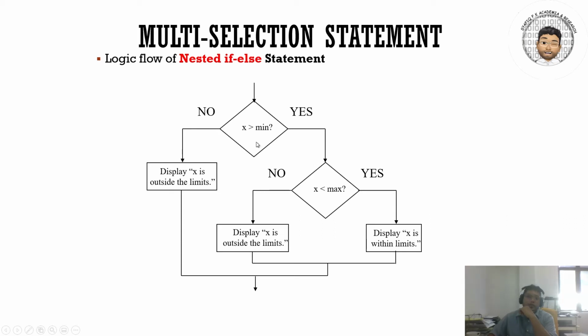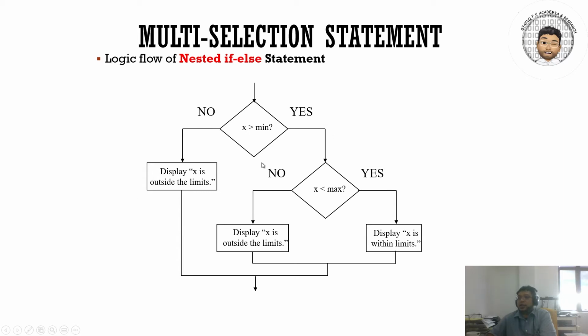Usually we use this to find the minimum or maximum. There's an algorithm, like when you create a search engine, where we usually use this one. We want to find out whether it is minimum or maximum, so we can use this. Here, if X is more than minimum, and if X is less than maximum, yes, display X is within limit. If X is more than minimum, no, then X is outside the limit. If X is less than maximum, no, X is outside the limit.